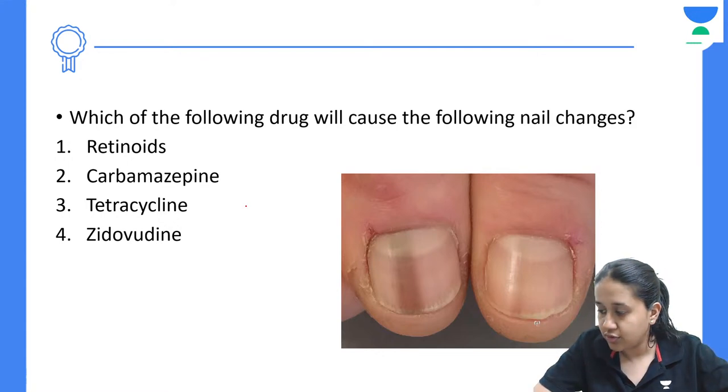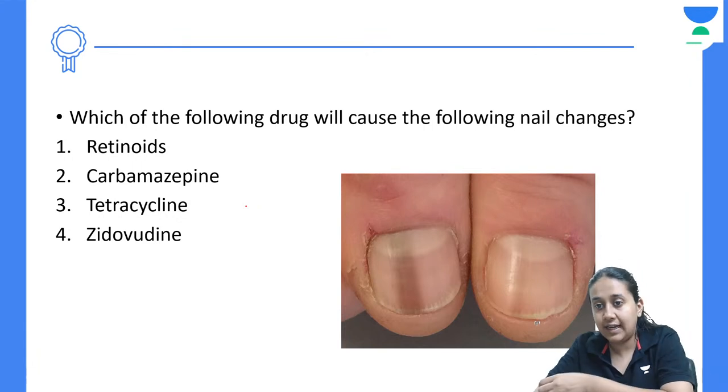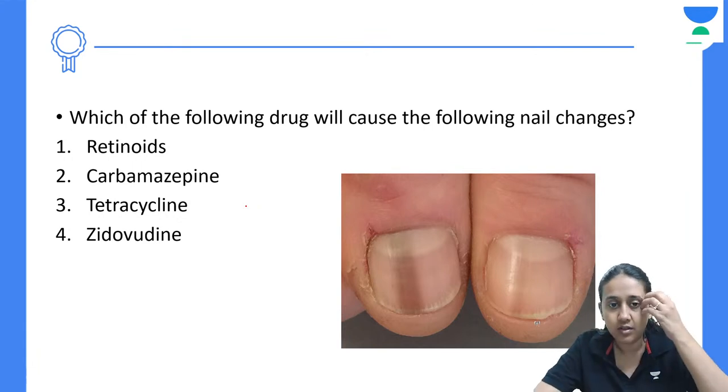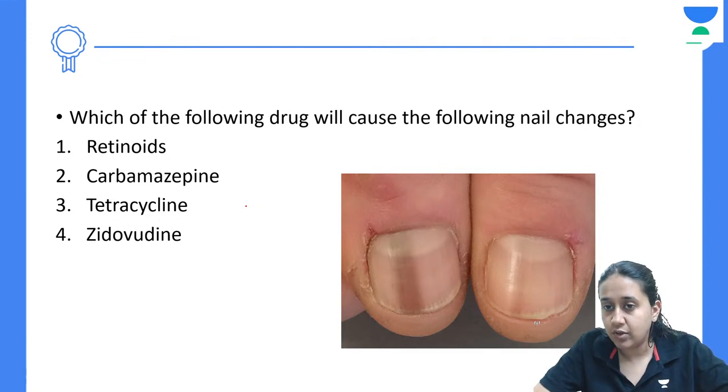The next question is on your screen. Which of the following drugs will cause the following nail changes?